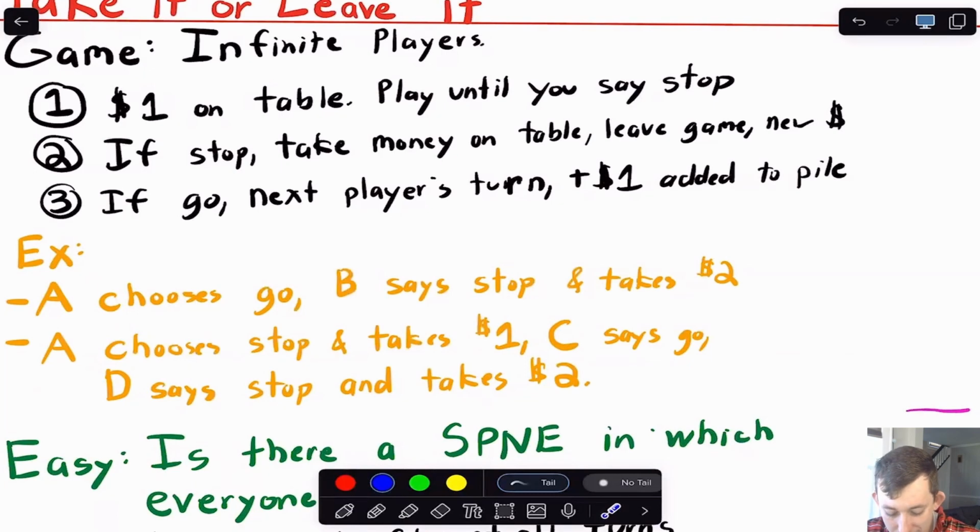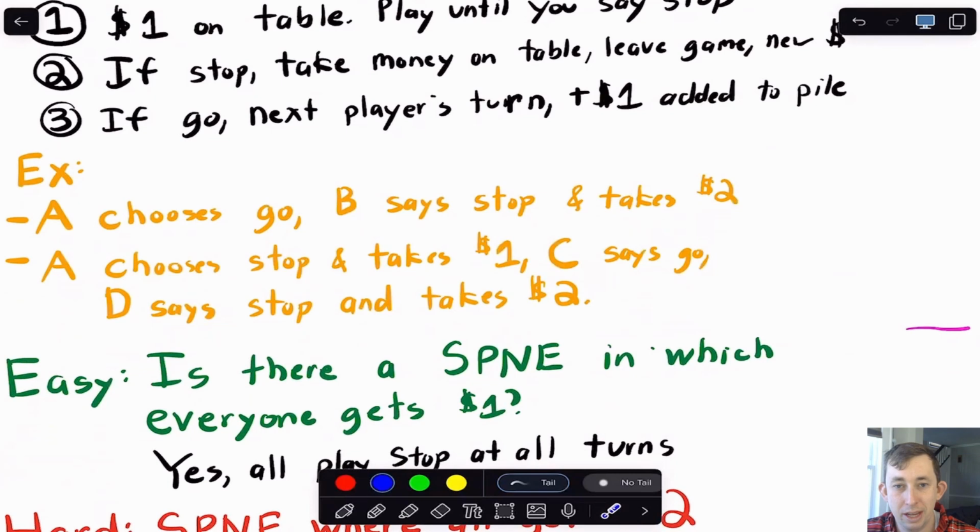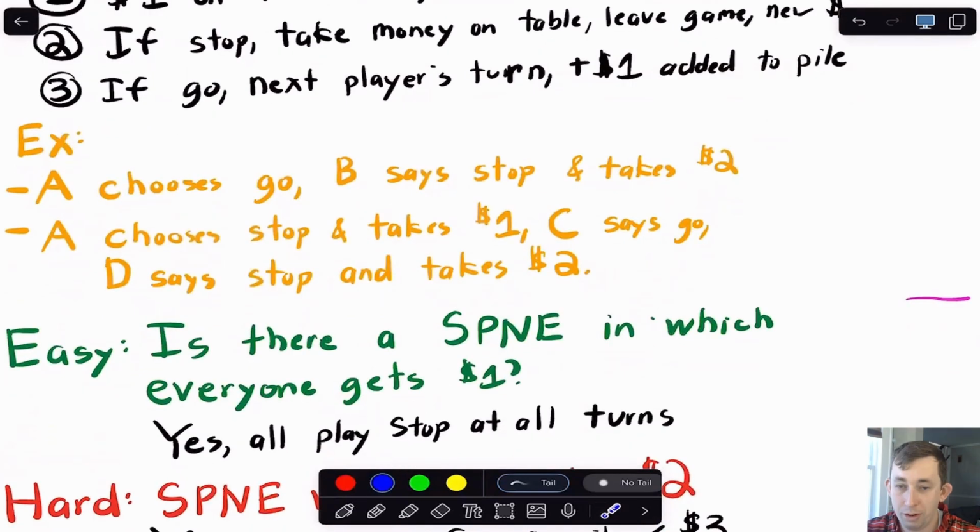So first, let's think about an easy question. Is there a subgame perfect Nash equilibrium where everyone gets $1? Well, of course there is, because everyone can just say stop and take the $1. So that is a situation of subgame perfect Nash equilibrium where everyone says stop. And I think it's pretty clear that that's a subgame perfect Nash equilibrium. You could probably just explain that and get full credit on a test or exam.